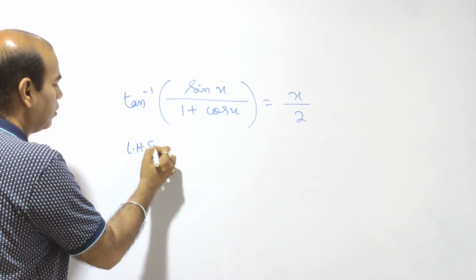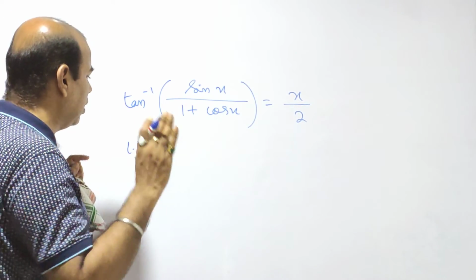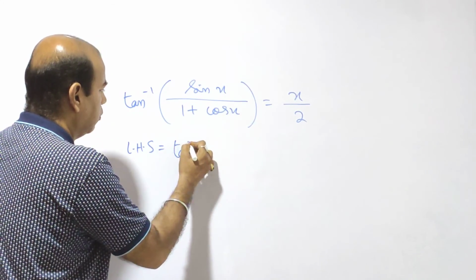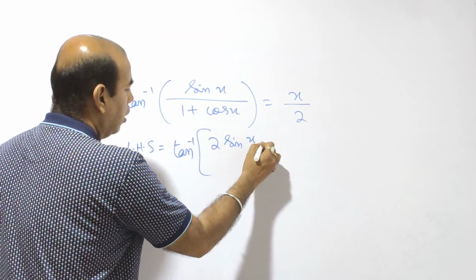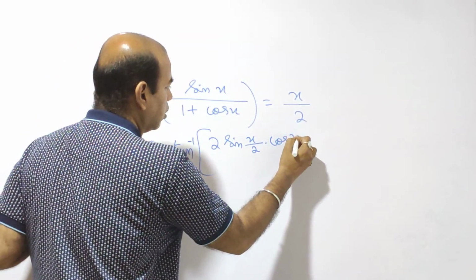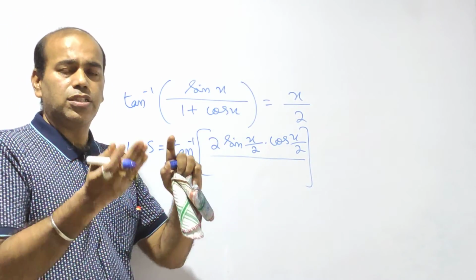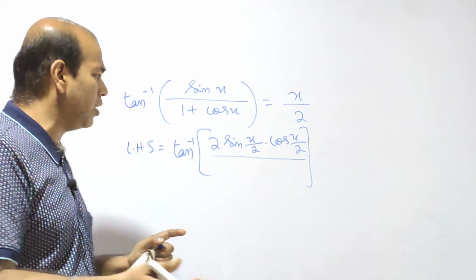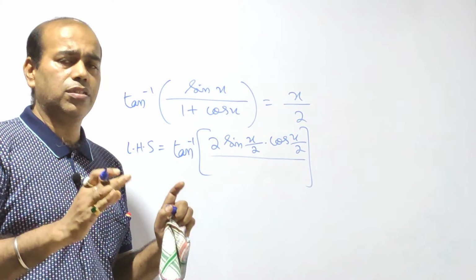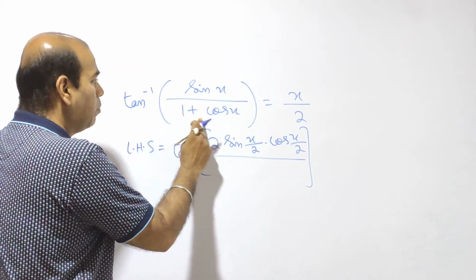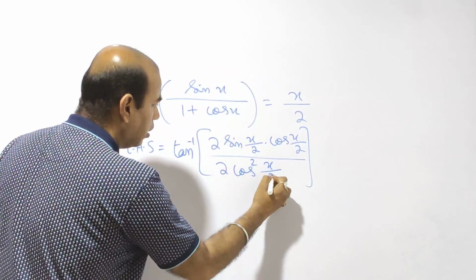So let me take the left hand side. Please take note, this is really a very easy and important question. Tan inverse of sin x, which is 2 sin x by 2 into cos x by 2. Just now I explained that sin 2x or sin x or sin 4x, I have applied it to sin x: 2 sin x by 2 cos x by 2. It is nothing but the submultiple angle formula. Now 1 plus cos x means 2 cos square x by 2.